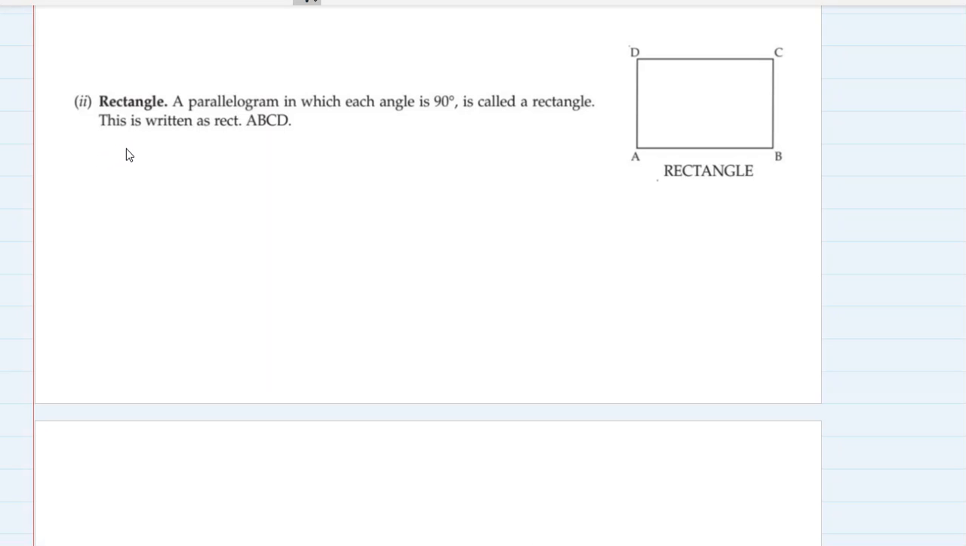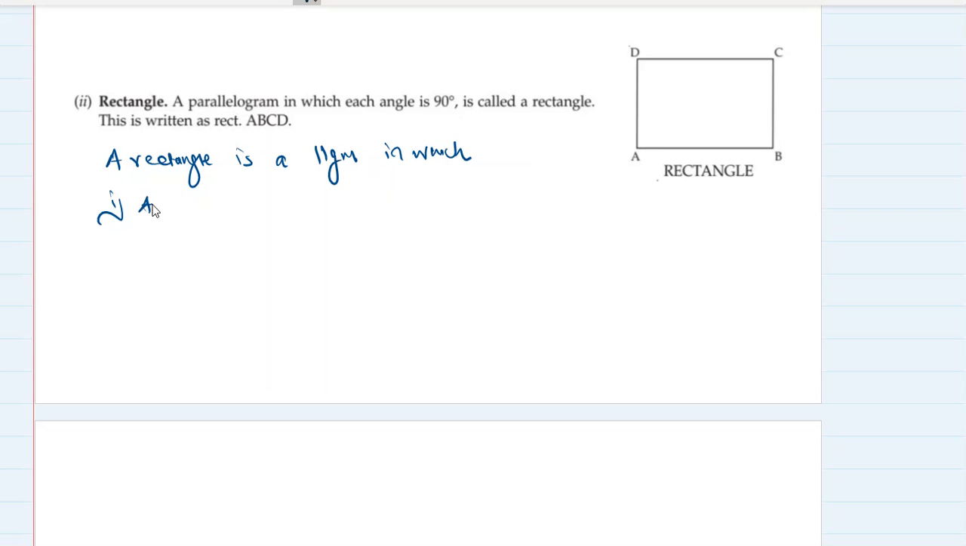So when we write the properties of a rectangle, we write it like this: a rectangle is a parallelogram in which, see, it has got all the properties of a parallelogram, that is opposite sides are equal, opposite sides are parallel, adjacent angles are supplementary, opposite angles are equal, diagonals bisect each other. Everything is there, all six properties. Apart from that, it has got its own set of properties.